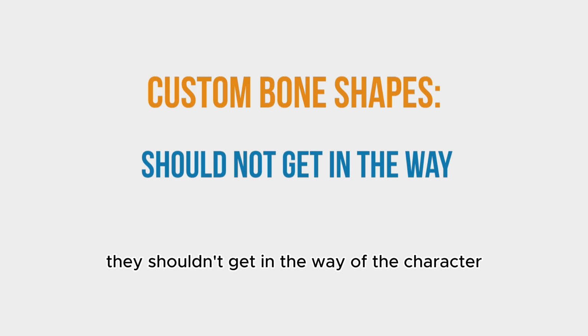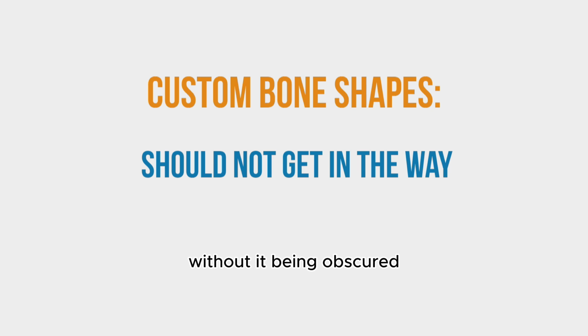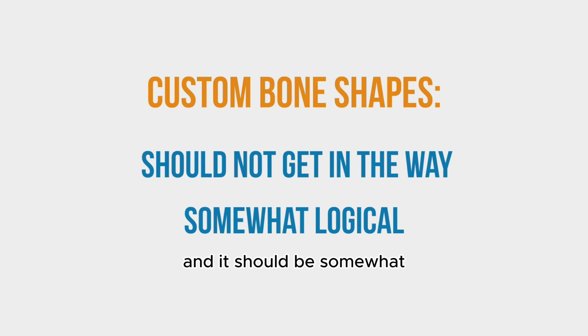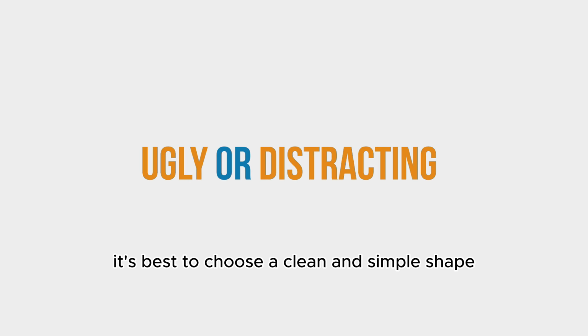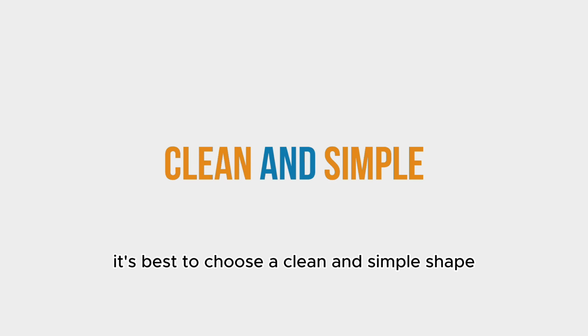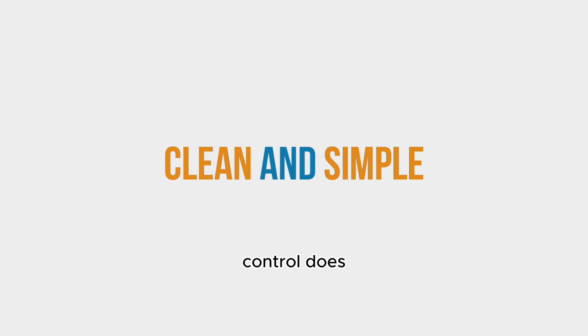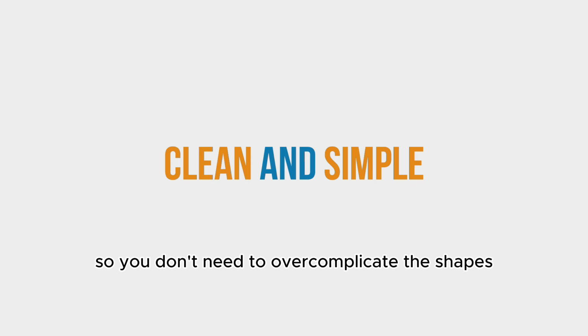They shouldn't get in the way of the character, because the animator needs to see what's going on in the screen without it being obscured, and it should be somewhat logical to the task it performs. However, if that shape becomes ugly or distracting, it's best to choose a clean and simple shape, because animators will figure out what the control does, so you don't need to overcomplicate the shapes.